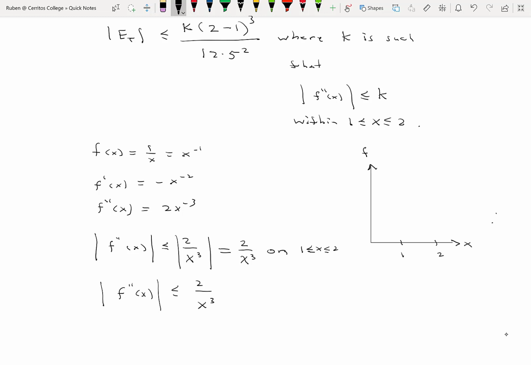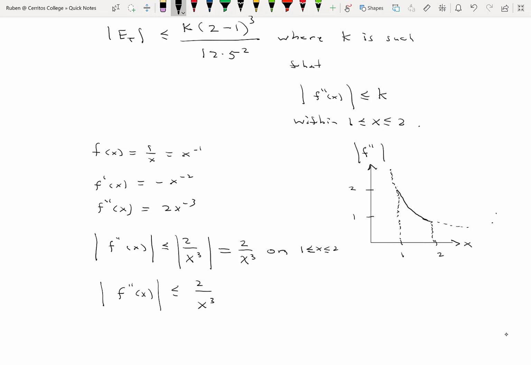Okay? So we need a value for k. Now, look on the right-hand side. 2 over x cubed is a function that we're supposed to know how to graph. We should know this from pre-calc. 2 over x cubed looks like this. I'm graphing it on the right here. It looks like this, and it continues on. It has a vertical asymptote, but in the interval between 1 and 2, it's a decreasing function. This is very, very important. On the interval from 1 to 2, it's a decreasing function.